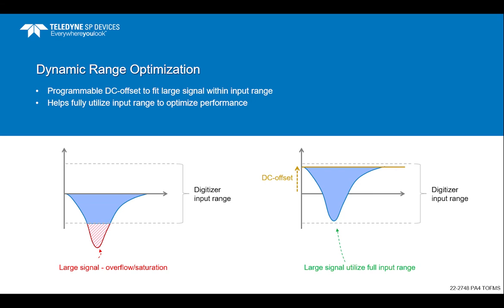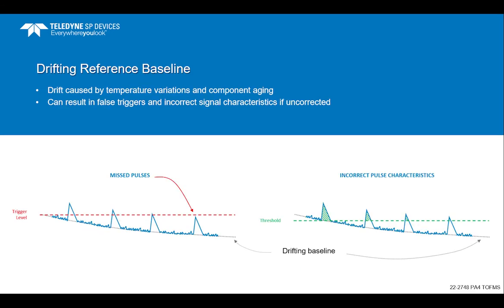This is a crucial feature, as it allows the full input range of the digitizer to be utilized for larger signals without the risk of saturation. It is common to leave a small offset margin of 5 to 15% to account for potential undershoot. Signal trigger level and pulse characteristics are determined relative to a fixed baseline, DC reference level, and this baseline must be stabilized to high precision.